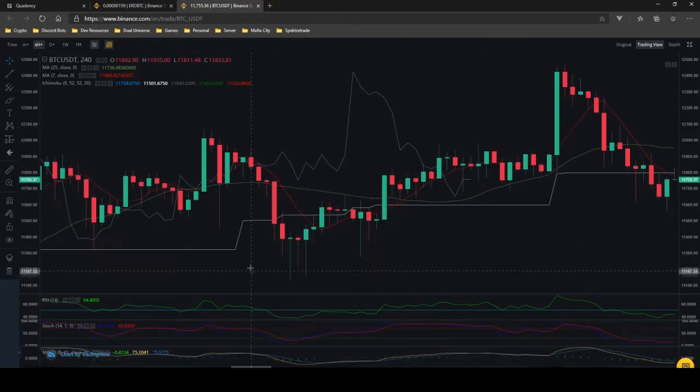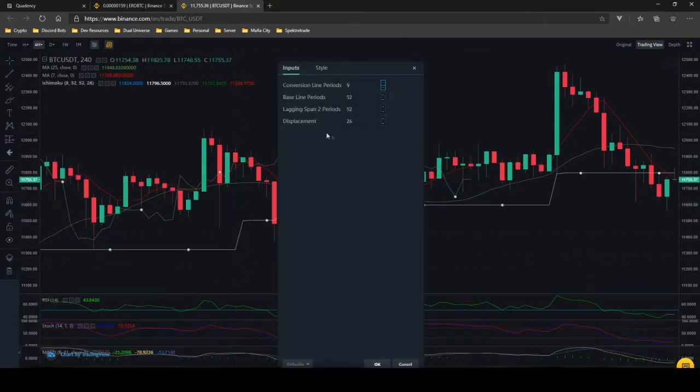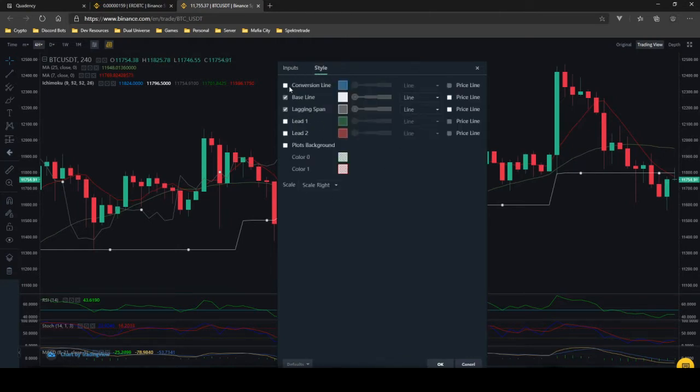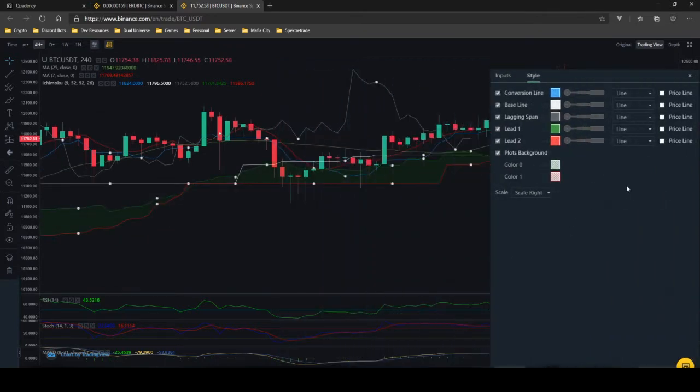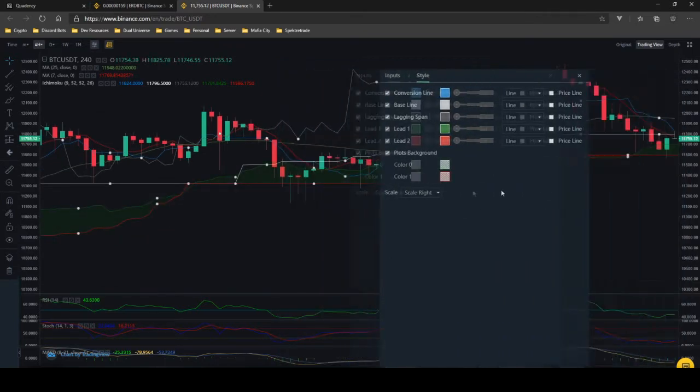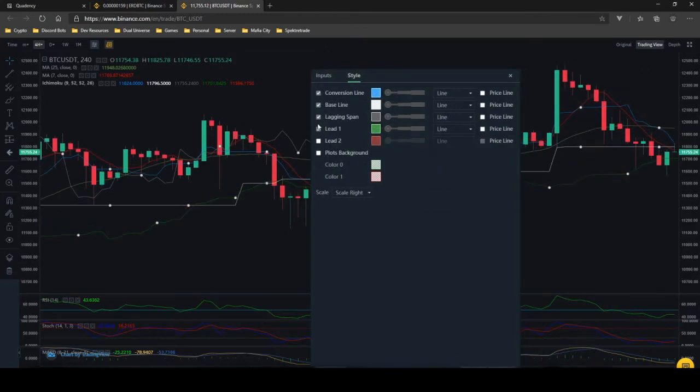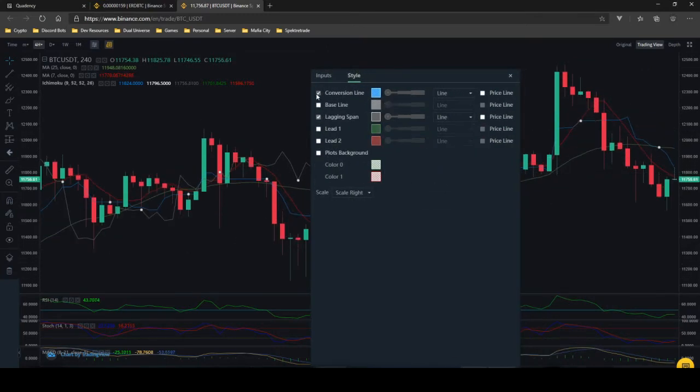The Ichimoku I've got on a 52 baseline. Don't worry about the others because you turn them off. Otherwise, it kind of looks a bit like this, and it just confuses you. So let's break it down nice and simple.